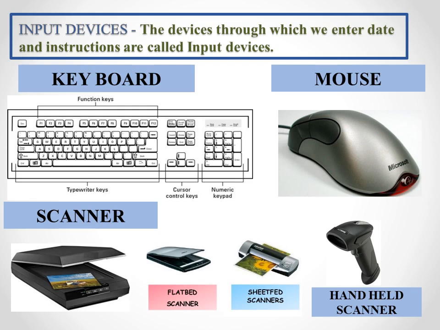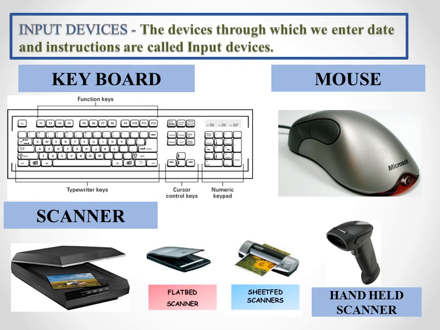Next we come to our mouse. You have seen a mouse. What is it? It's the computer mouse, which moves around on the screen. What does it have? Two buttons, a right button and a left button. It's used to point or select.